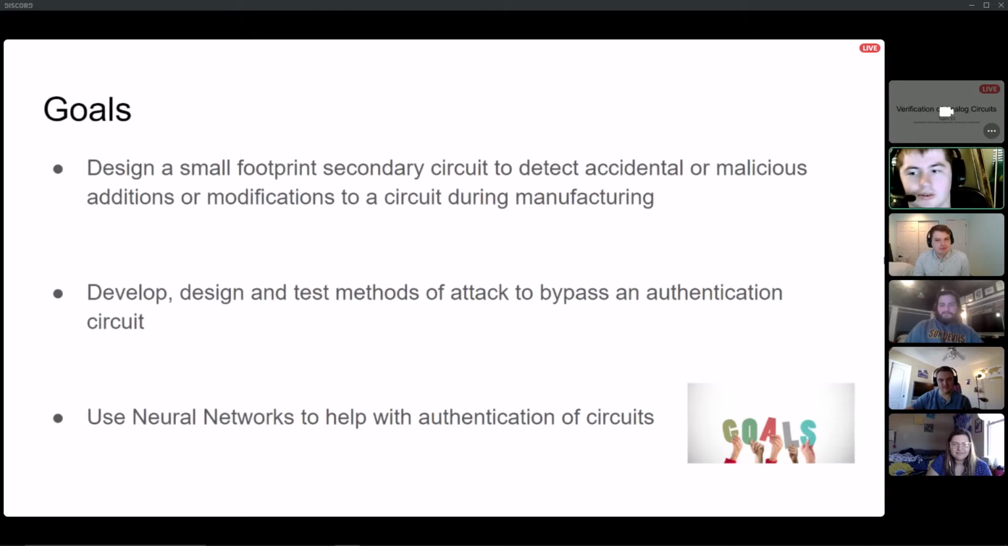We're Team 53, and we're doing the verification of analog circuits. The goals for the project are to design a small footprint secondary circuit to detect accidental or malicious modifications to a circuit during manufacturing. Another goal is to develop, design, and then test the methods of attack to bypass the aforementioned authentication circuit. And the last goal is to use neural networks to help with the authentication of circuits.